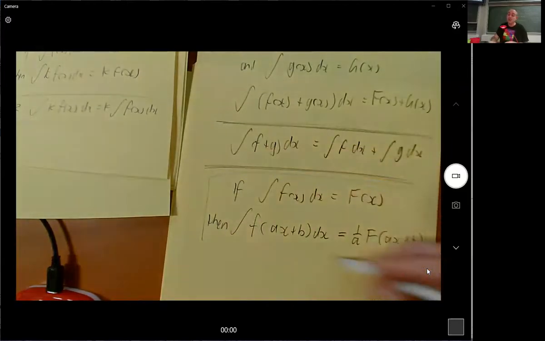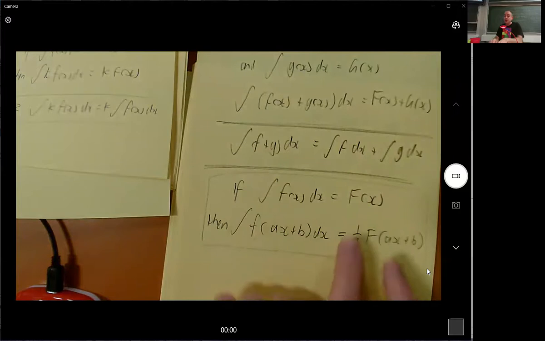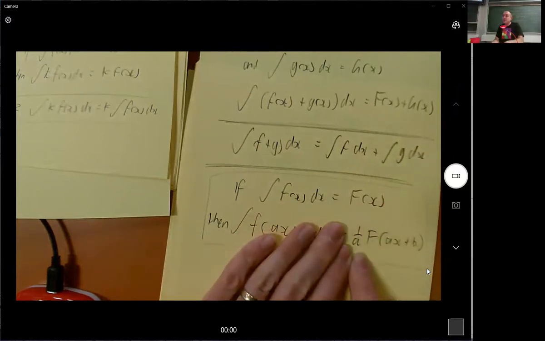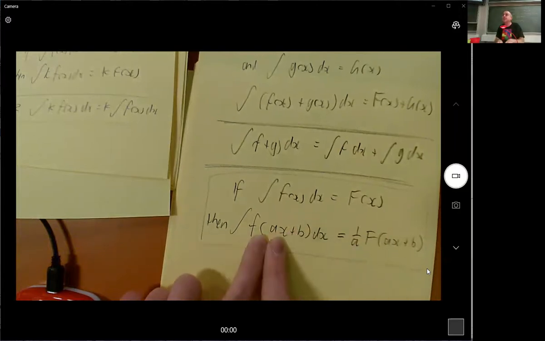The reason this works is because of the chain rule. If this differentiates to give this, then this will differentiate to give 1 on a times f of this times the derivative of this because of chain rule, and the derivative of that is a, and then it'll cancel out the 1 over a and produce this. So that's why. So lots of people call this the reverse chain rule.